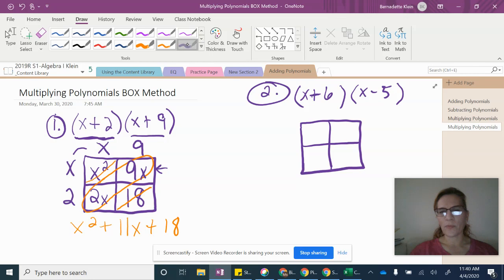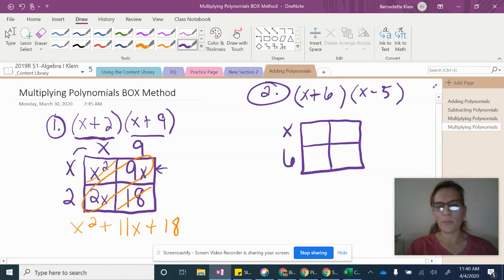Let me change my colors. Number 2 has a negative in it. It's x plus 6 and x minus 5. So this is how this works with a negative. Your x and your 6 is your first binomial. Both are positive, go on the side. And across the top is your x, and then you have to make sure you write the negative, -5. If you're having trouble understanding this, have your parent watch it with you, or a brother or sister, so they can help guide you.